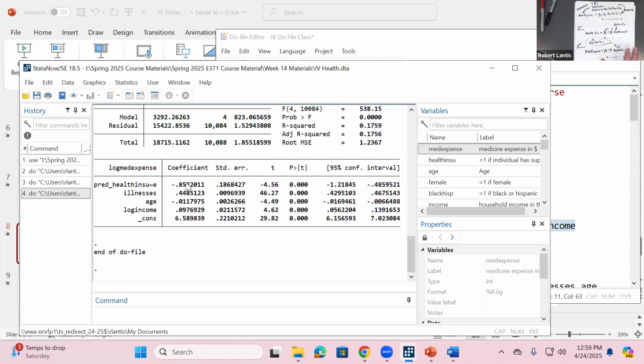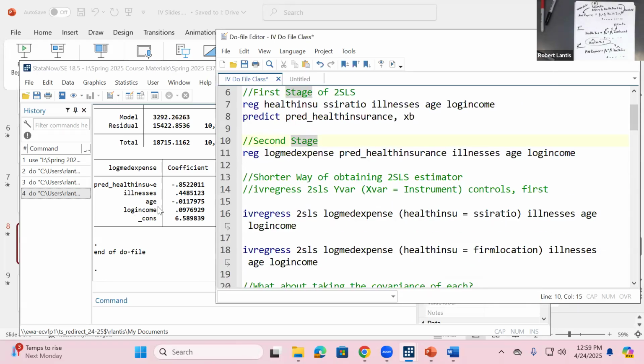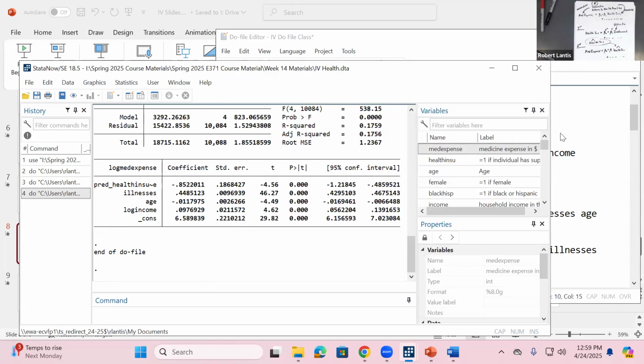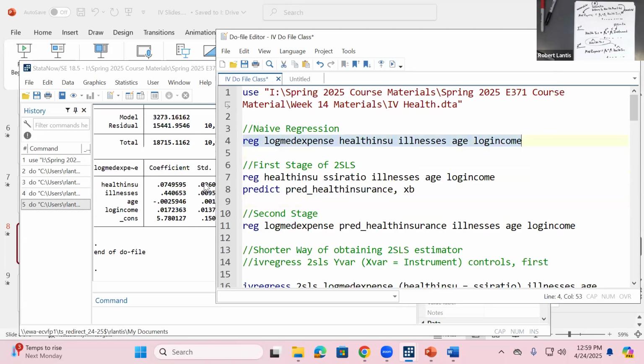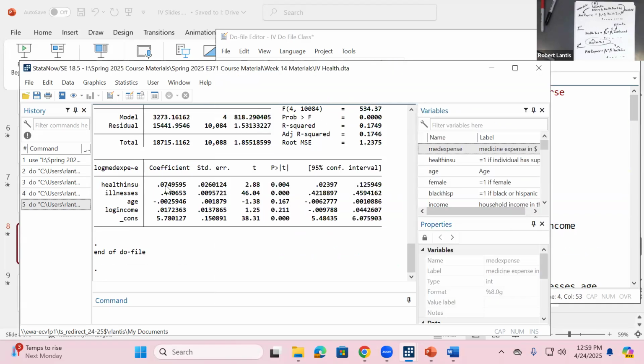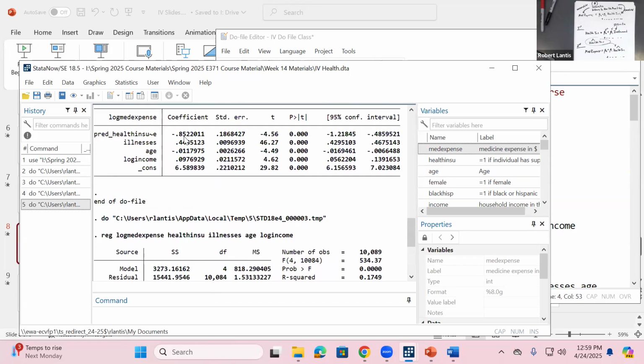Any questions on this idea? Okay. So we look here, right? I've got my first and second stage. If I were to run that naive regression, we'll notice I would have come up with a coefficient of negative 0.075. So we said it changes it quite a bit, right? We've eliminated a huge omitted variable bias, right? So we should be getting an unbiased estimate here.